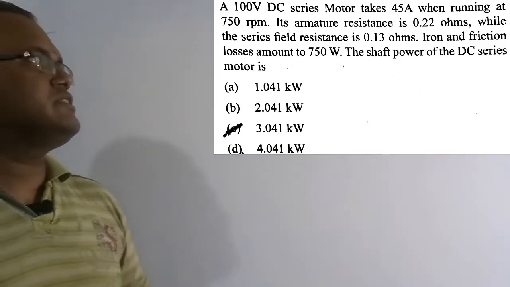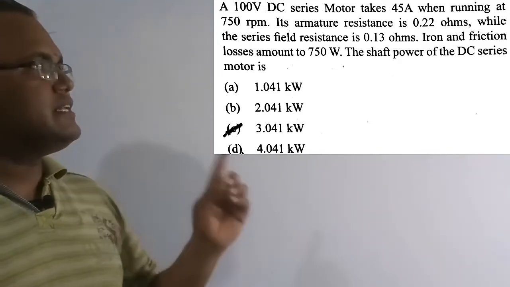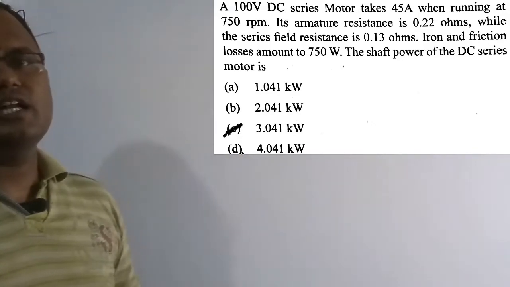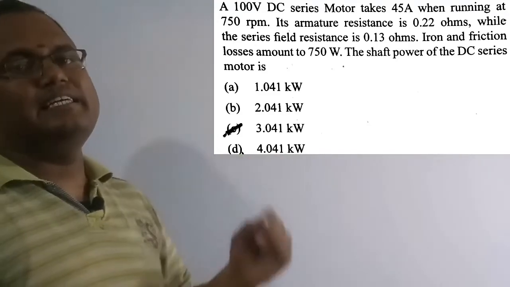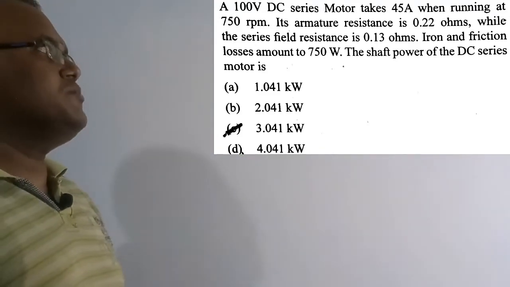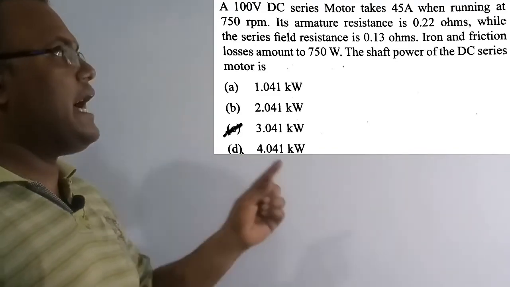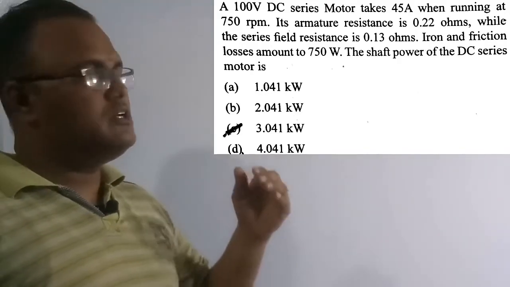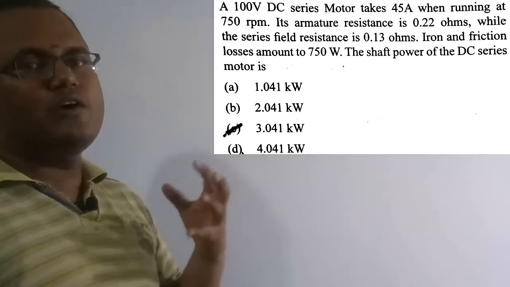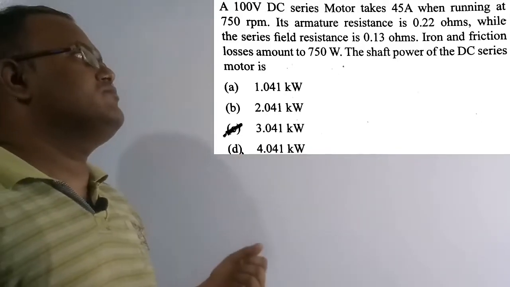Basically they have given the armature resistance, the series field resistance, the supply voltage, and the amount of current supplied by this DC motor. They have also given the iron and friction losses. Based on this data we have to find how much shaft power the motor delivers.